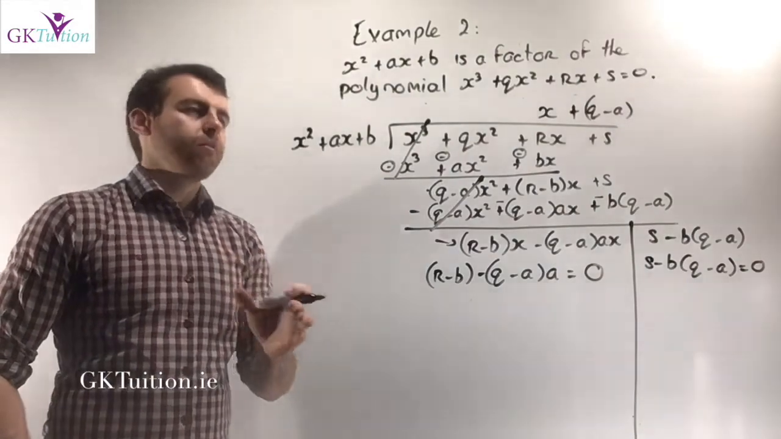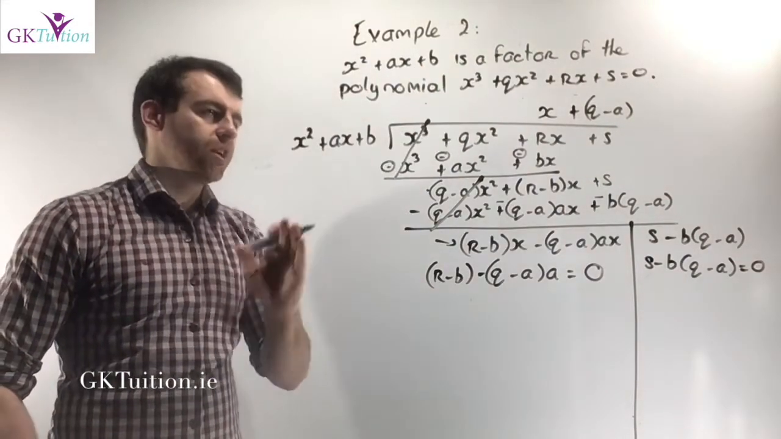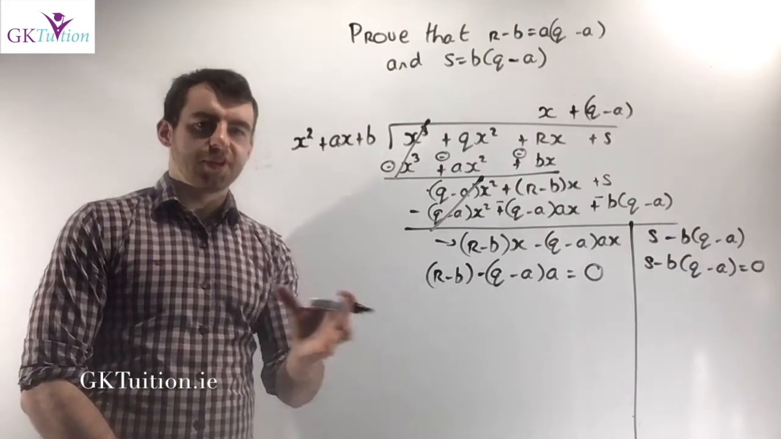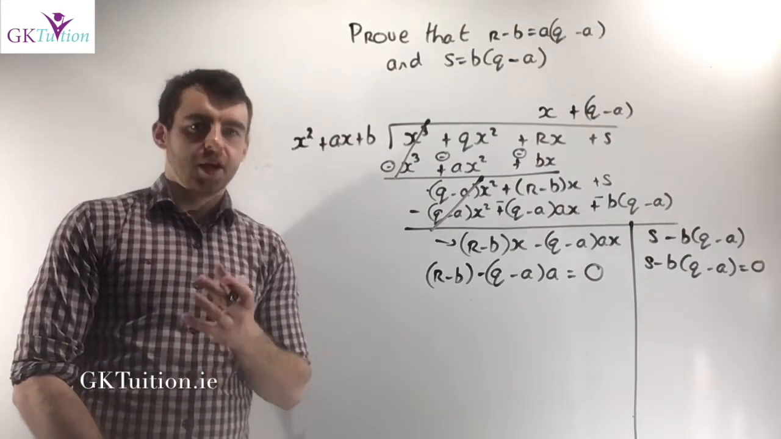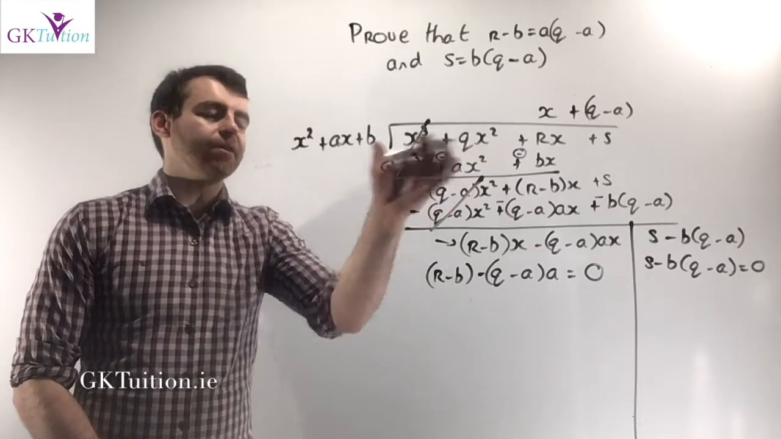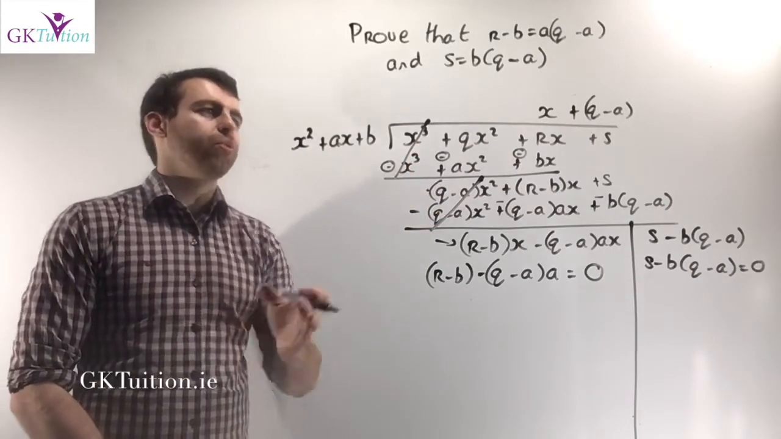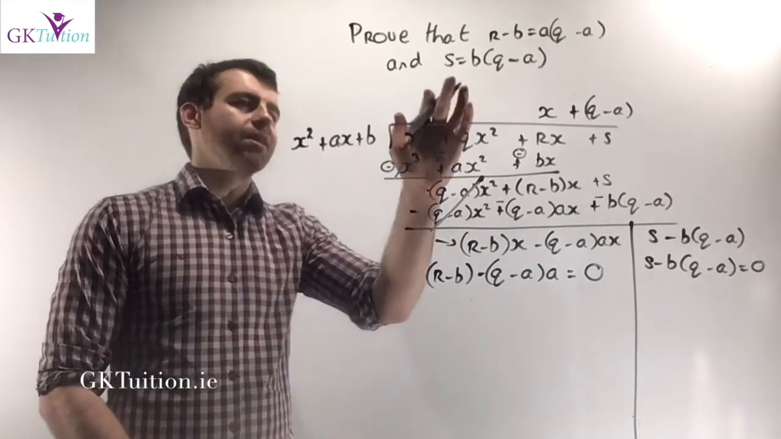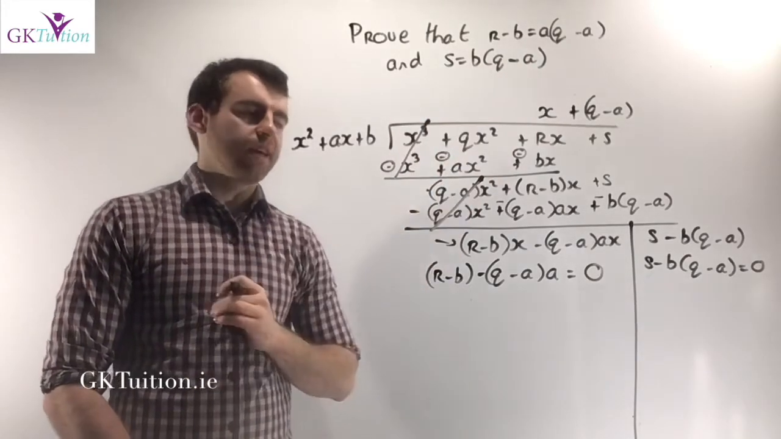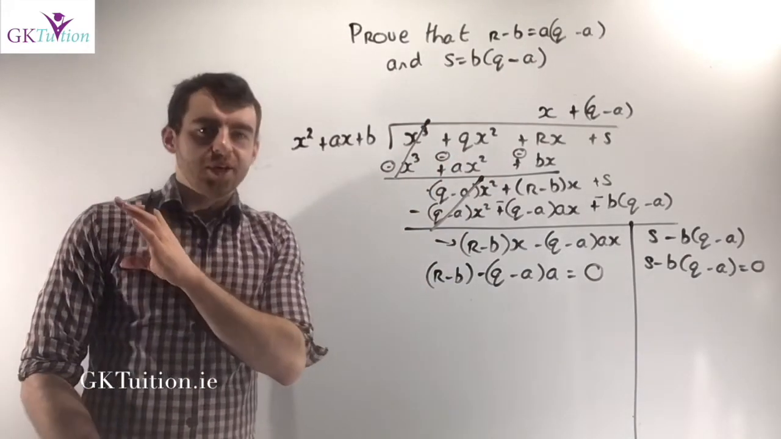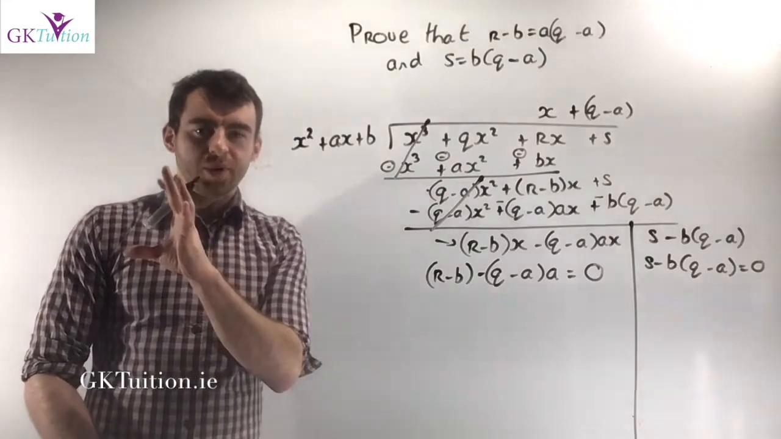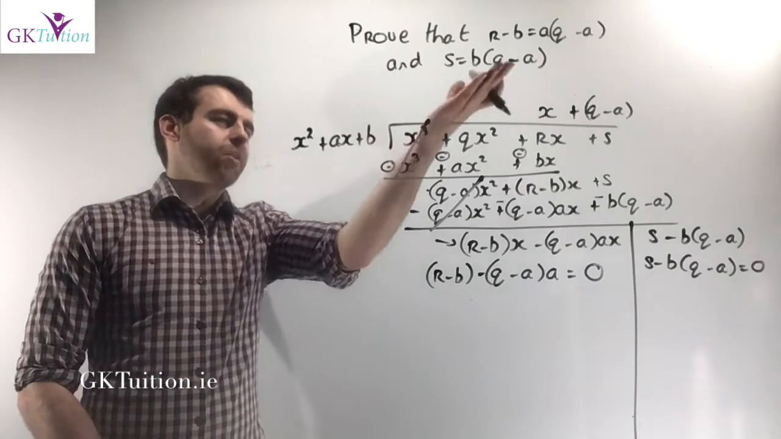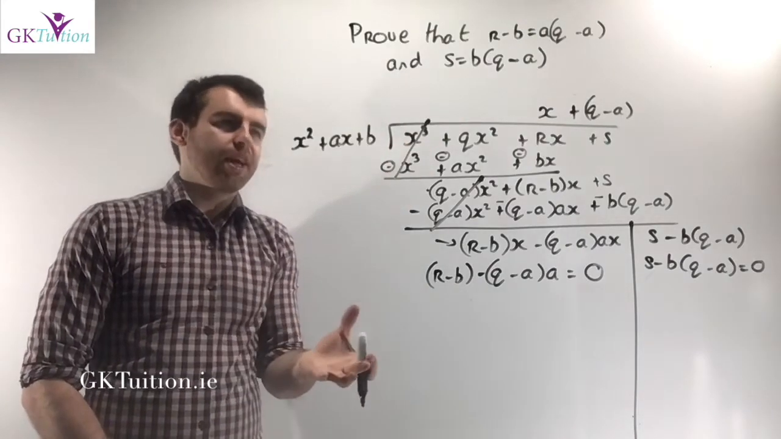So now, I'm going to wipe off the original question and write down what we were asked to prove. I wiped it off just to have a bit more space. We were told that this quadratic is a factor of this cubic, and we were asked to prove that r minus b is equal to a times q minus a, and s is equal to b times q minus a. That made absolutely no sense whatsoever when given the question. However, once I've done my long division, this makes perfect sense. I'm basically already at my answer.